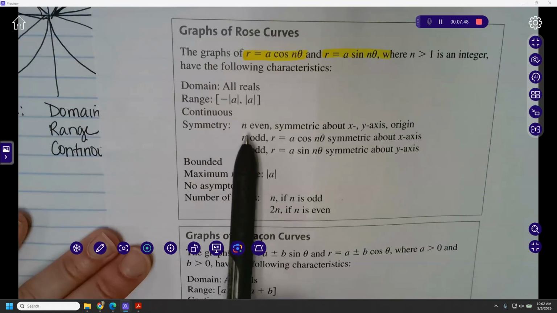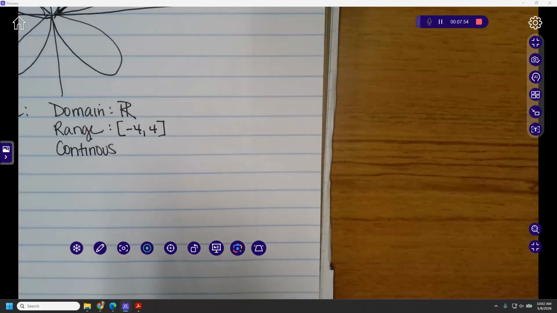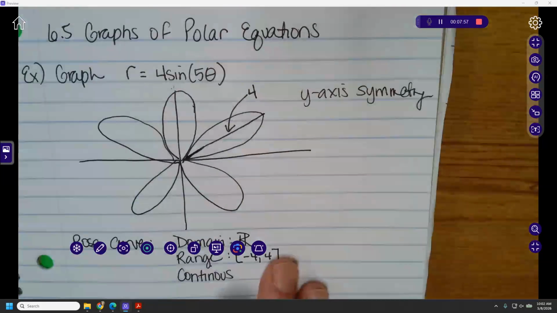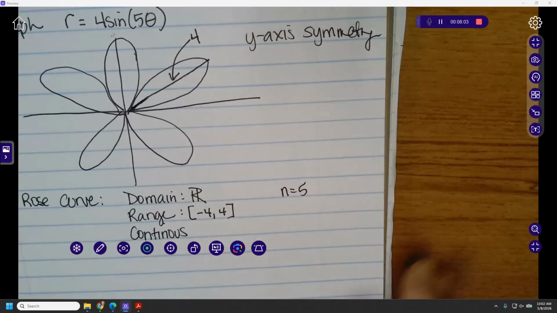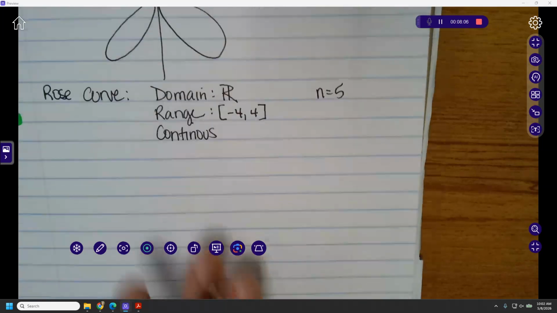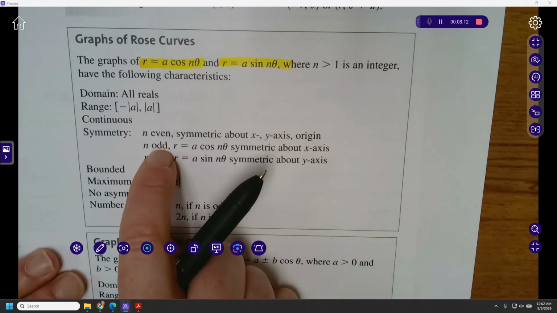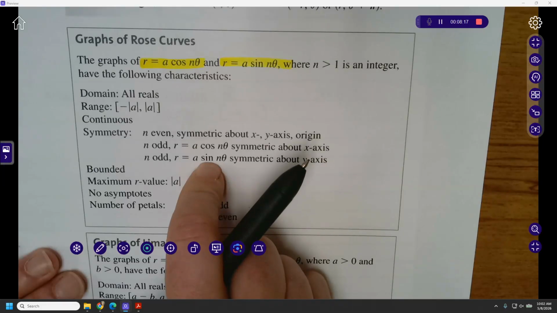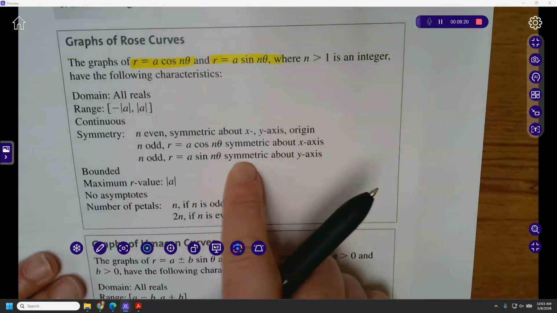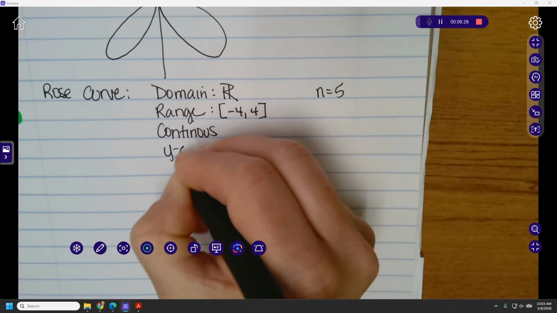It says if n is even, let me point out where n is. N is the number in front of theta. So in our case, what's n? Yeah, n is 5 here. Is 5 an even or odd number? It's an odd number. So if n is odd, it's not this top one. If n is odd, then I have a choice. Was this a cosine or a sine? It was sine, so it says it's symmetric about the y-axis. We knew that already, but this will tell us based on the curve what it is. So this has y-axis symmetry.